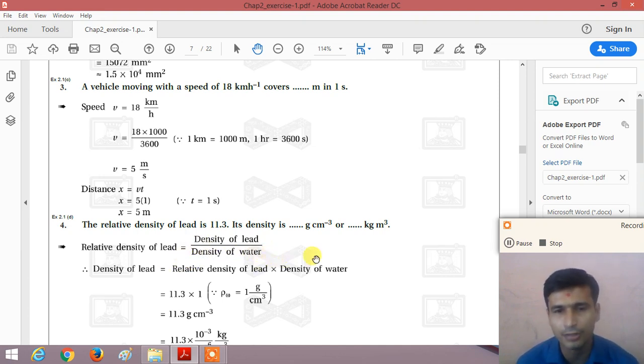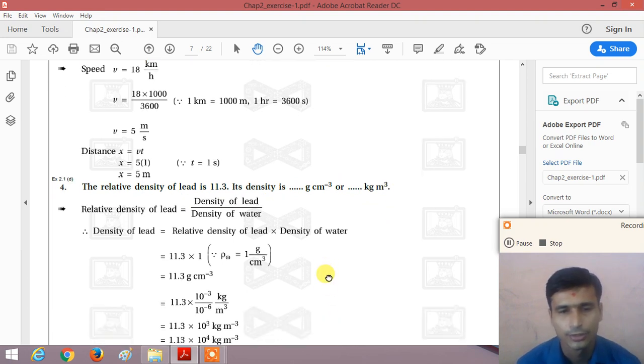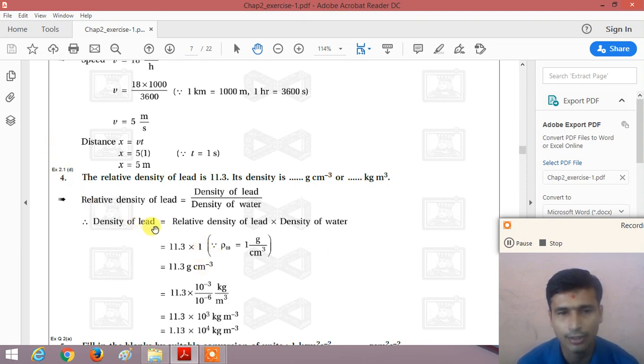From that we need to calculate the density of lead in gram per centimeter cube as well as in kilogram per meter cube. Gram per centimeter cube is the CGS unit of density and kilogram per meter cube is the MKS unit of density. So from this formula, density of lead is equal to relative density multiplied by density of water. Dear student, you have to remember that the density of water is 1 gram per centimeter cube or 10 raised to 3 kilogram per meter cube. You must remember this density of water.